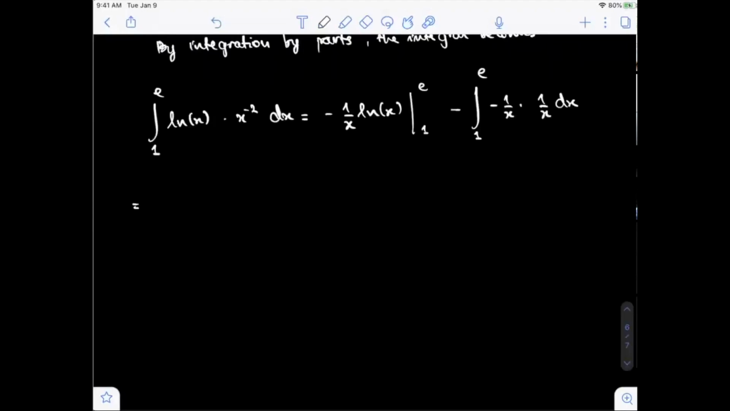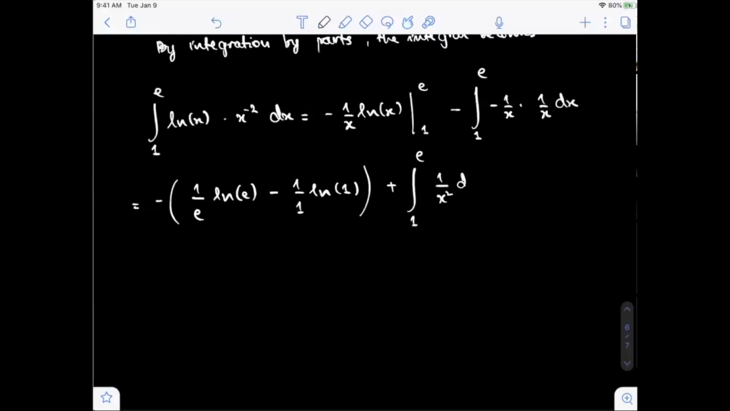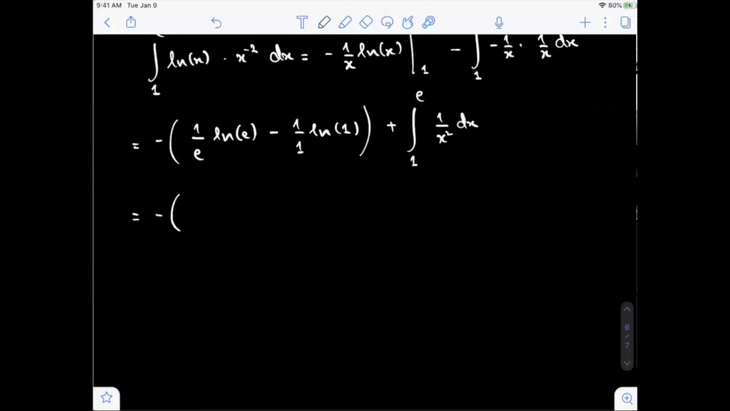So for the first term right here, I'm going to evaluate that: negative 1 over e times ln of e minus 1 over 1 times ln of 1, plus the integral from 1 to e of 1 over x squared dx. Why is it plus? Because I have a negative outside and a negative inside, so I combine them to get a positive term. So continue evaluating. ln of e is equal to 1, and ln of 1 is equal to 0. So for the first term, I obtain negative 1 over e.